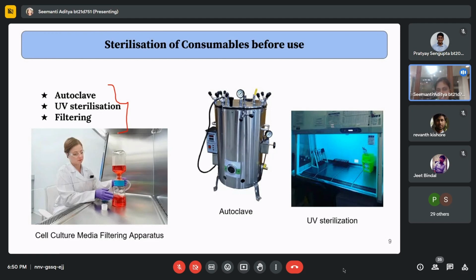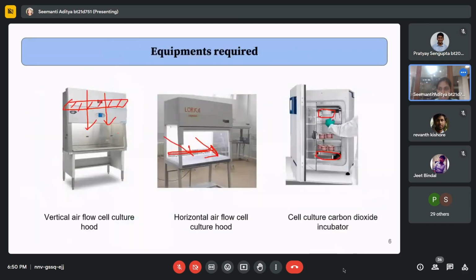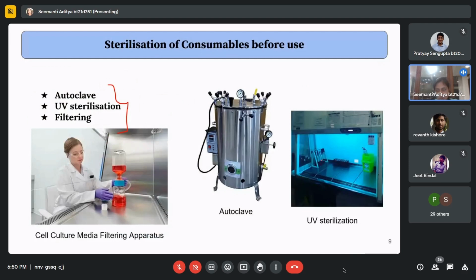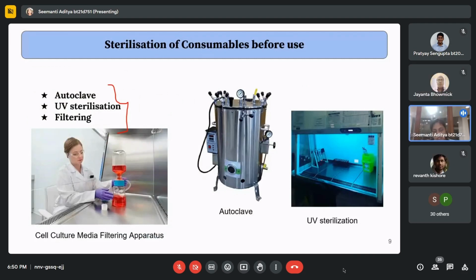So in autoclave sterilization, we have to sterilize all the tip boxes, all the tubes, the water that we are using for preparing media, or the water that we are using inside the cell culture incubator. Everything has to be autoclaved, and it has to be properly dried in a hot air oven.